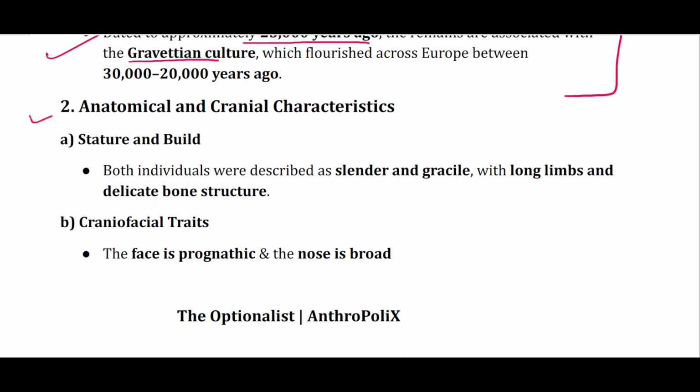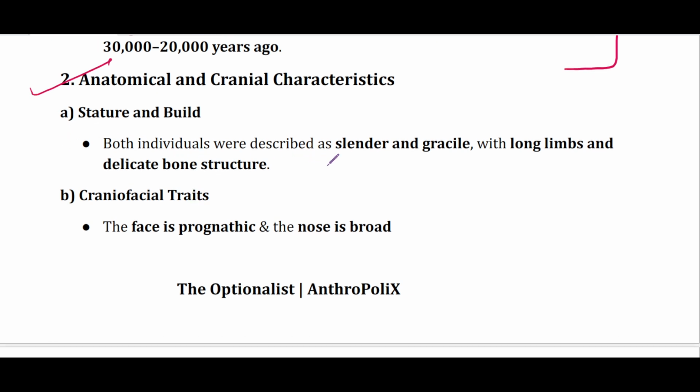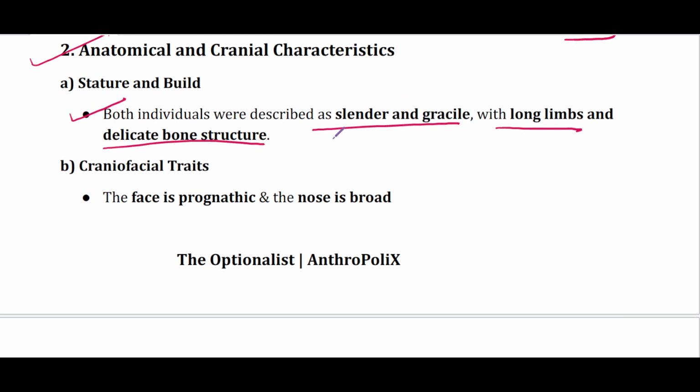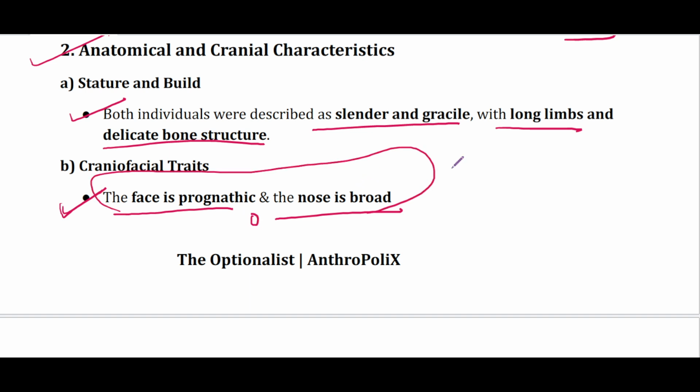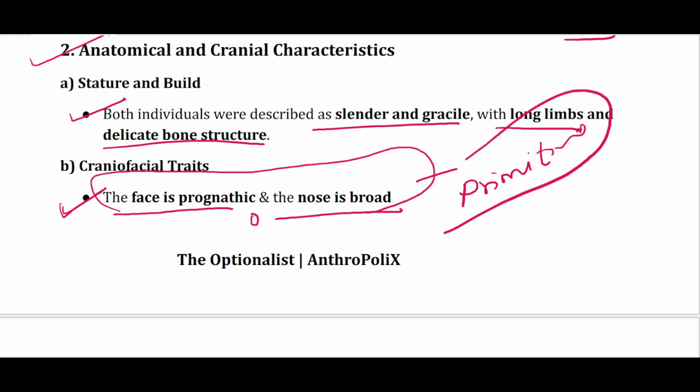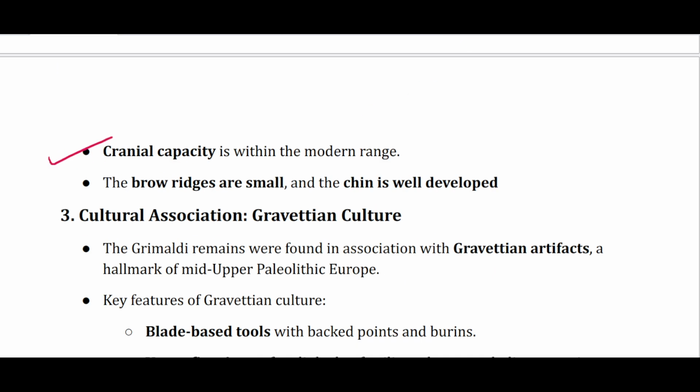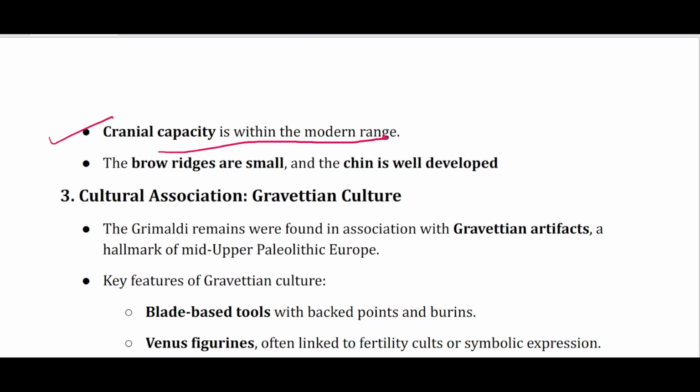Now the anatomical and cranial characteristic. So both of them, they are slender and gracile with long limbs and delicate bone structure, again consistent with AMHS morphology. But here there is a catch here. The face is prognathic and nose is broad. So one variation is there, presence of primitive archaic trait among Grimaldi. Then cranial capacity again with a modern range, but brow ridges are small and chin is well developed.